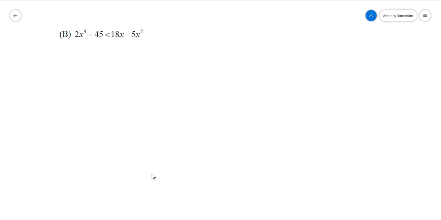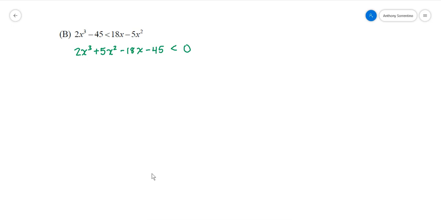I'm going to set it up first so that it is set to 0. So I'm basically going to subtract the 18x and add 5x squared to both sides. And when I do that, I'm going to have 2x cubed plus 5x squared minus 18x minus 45.